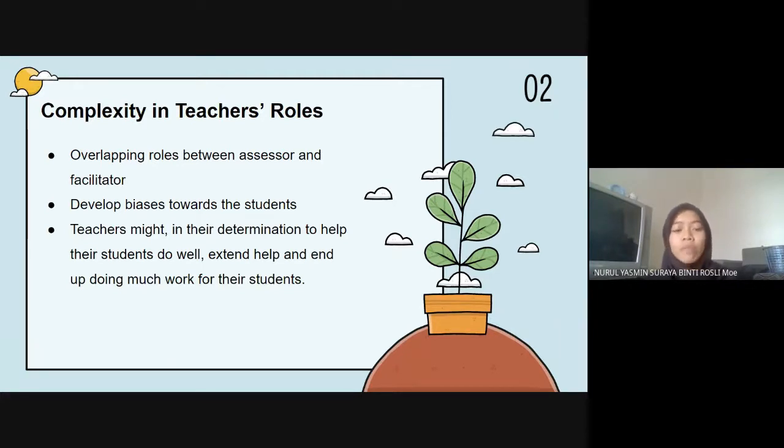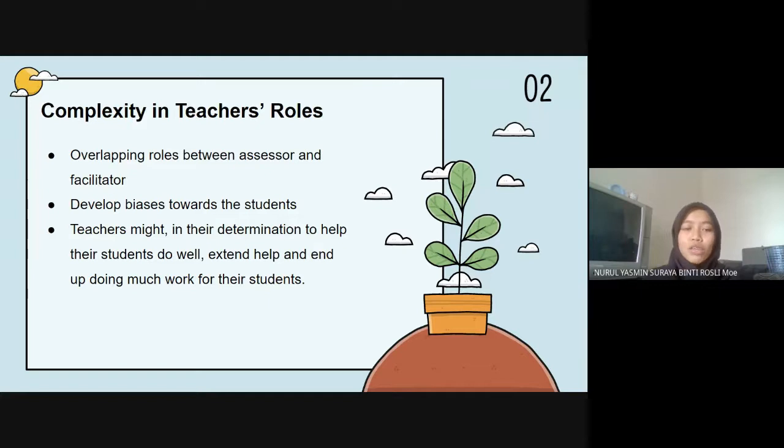So what happens is there are some students who always meet their teacher to correct them from time to time, especially in their SBA, in their school-based assessment. They might meet their teacher from time to time to seek guidance. But actually, teachers cannot do that because their function is to assess. That kind of act is actually facilitating.